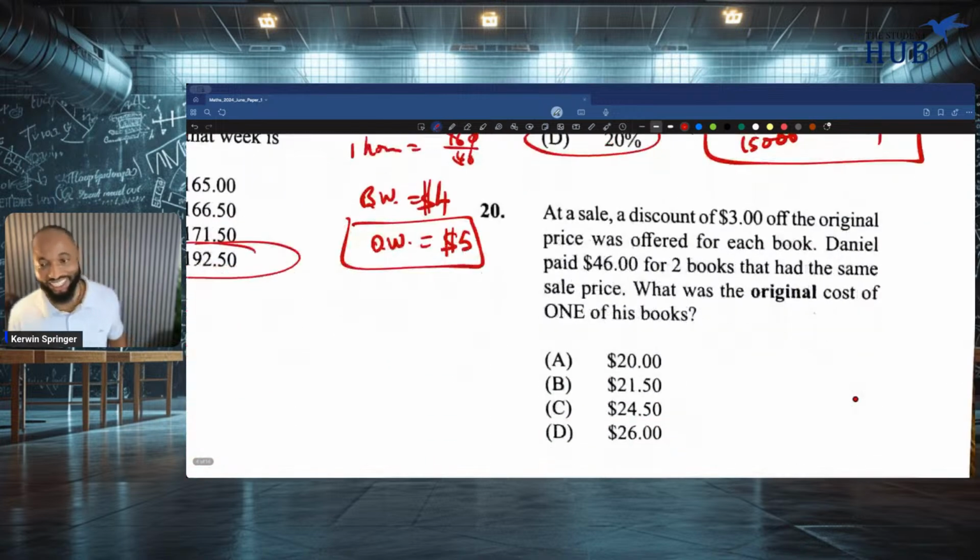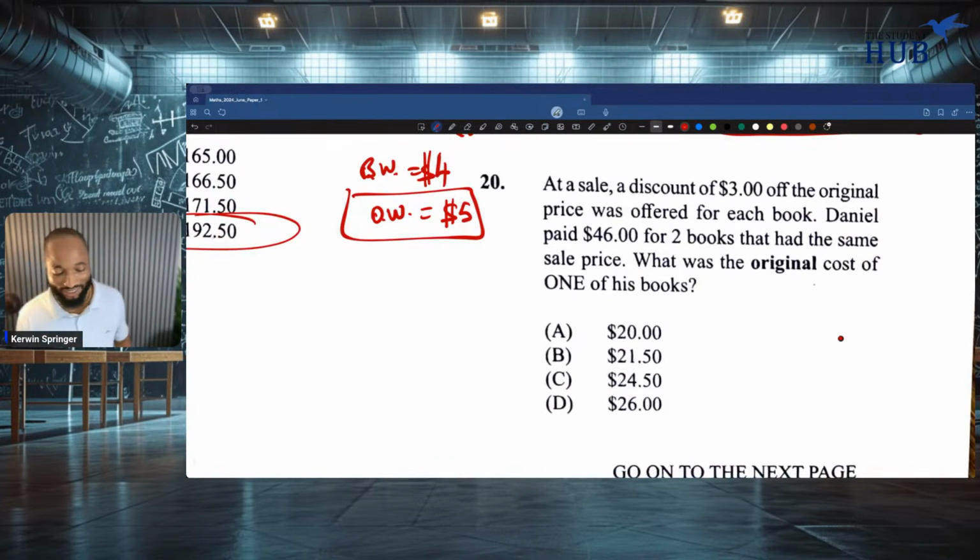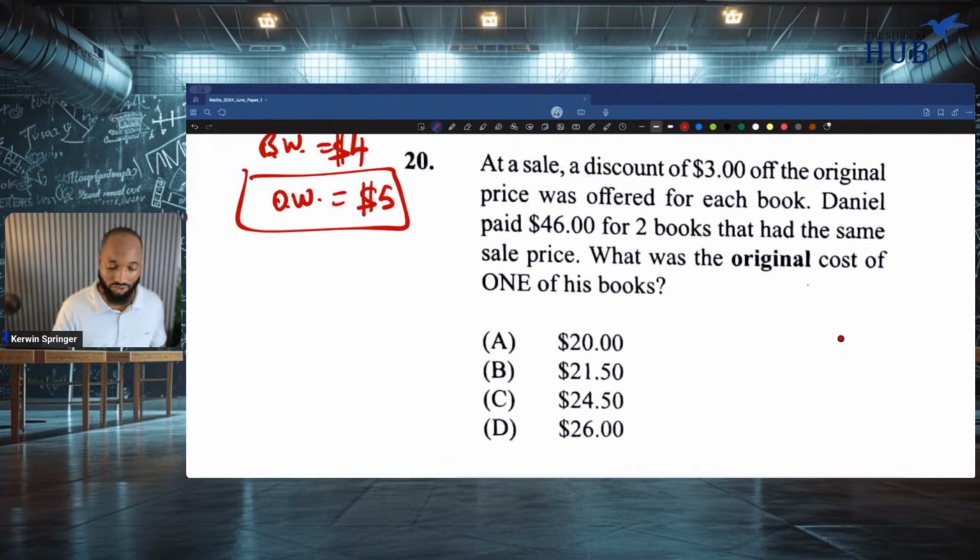So at a sale, a discount of $3 off the original price was offered for each book. Daniel paid $46 for 2 books that had the same sales price. What was the original price for one of his books? So a lot going on here. Simple stuff, but there's a lot going on. So what we would need to do is, or we could also take one of the answers and work them out. So he has $3 off the original price.